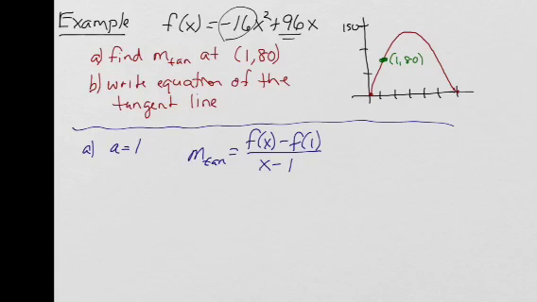All right, so for part A, we're going to find the slope of the tangent line at (1, 80).